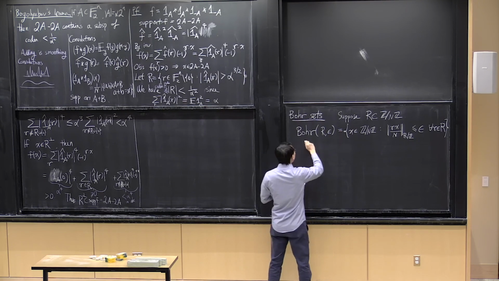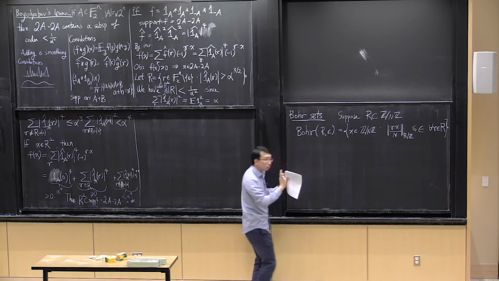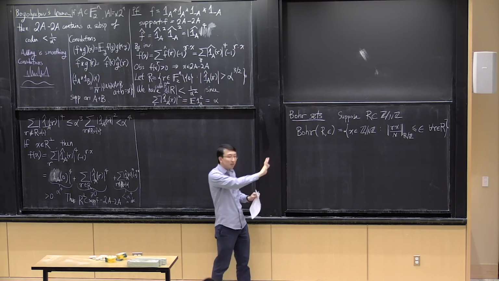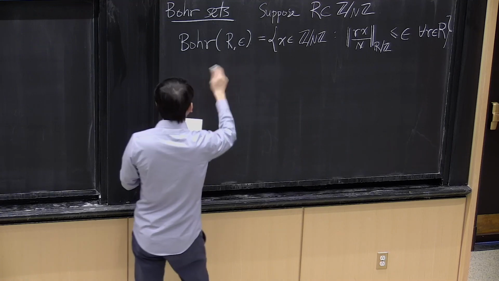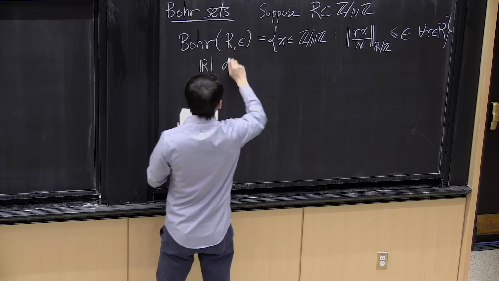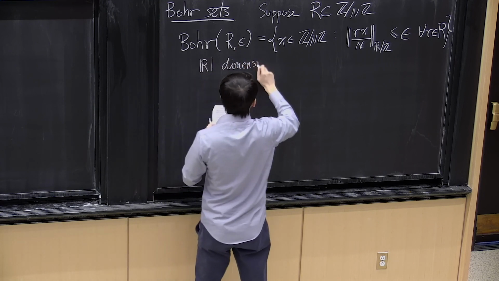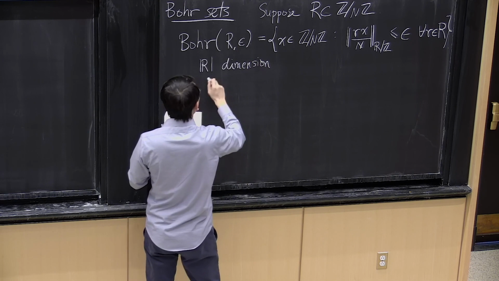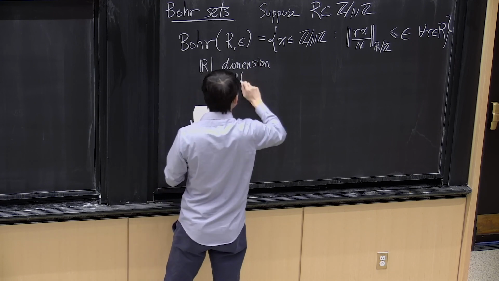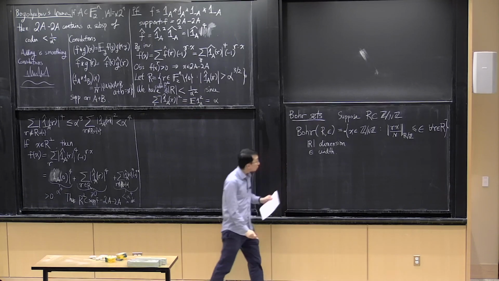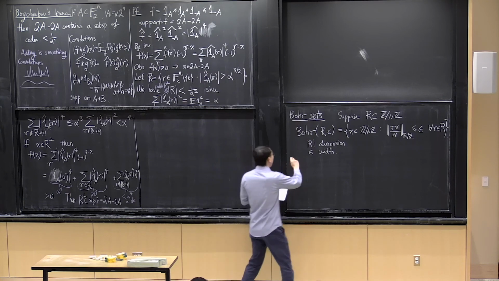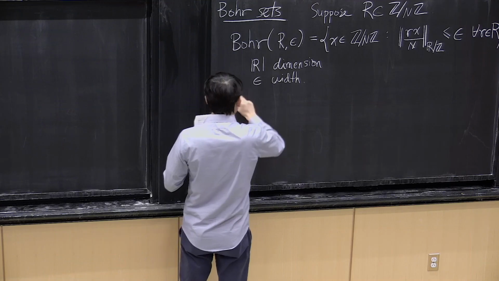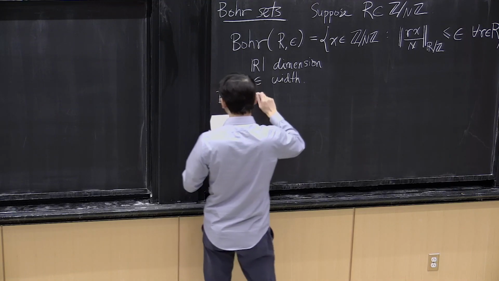Okay, so let me give you some names. Given the Bohr set, which technically speaking is more than just the set itself, but also includes the information of R and epsilon, so it's the entire data written on the board, we call the size of R the dimension of the Bohr set, and epsilon the width. Bogoliubov's lemma for Z mod n now takes the following form.